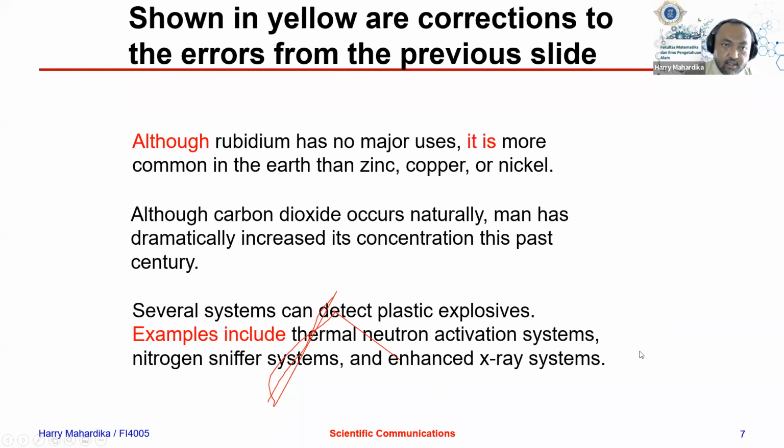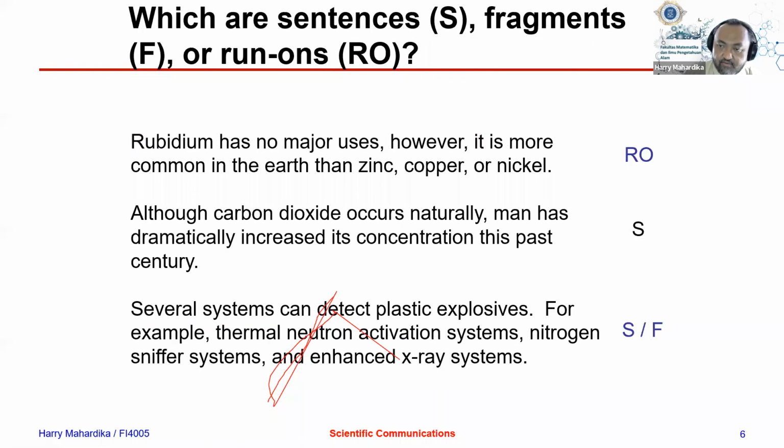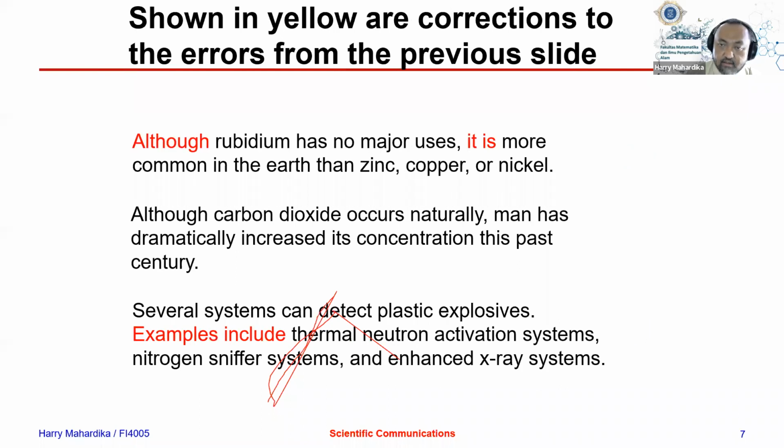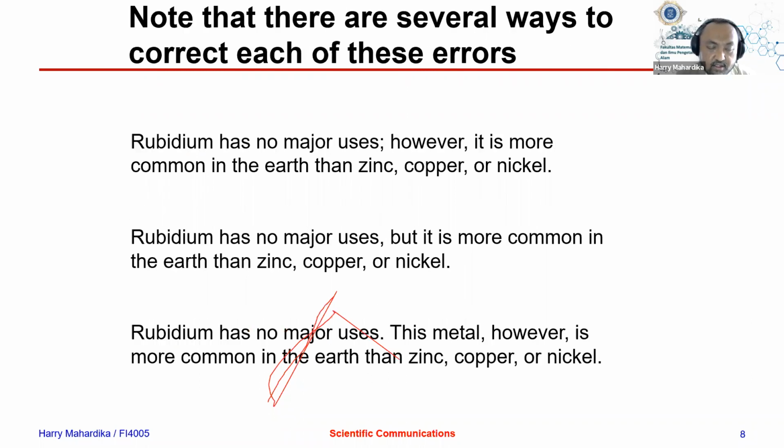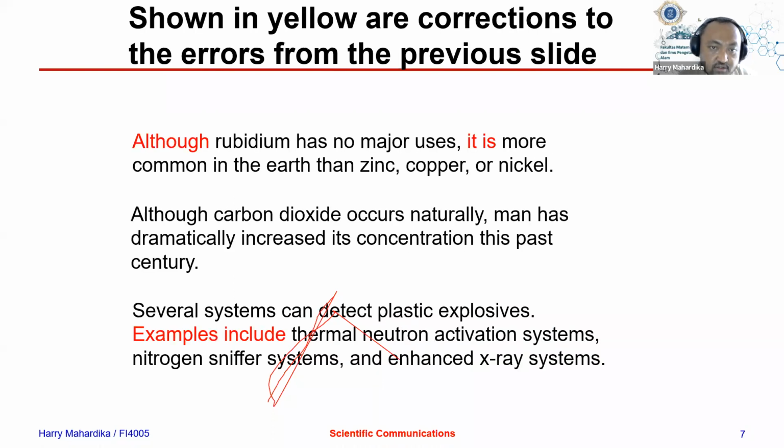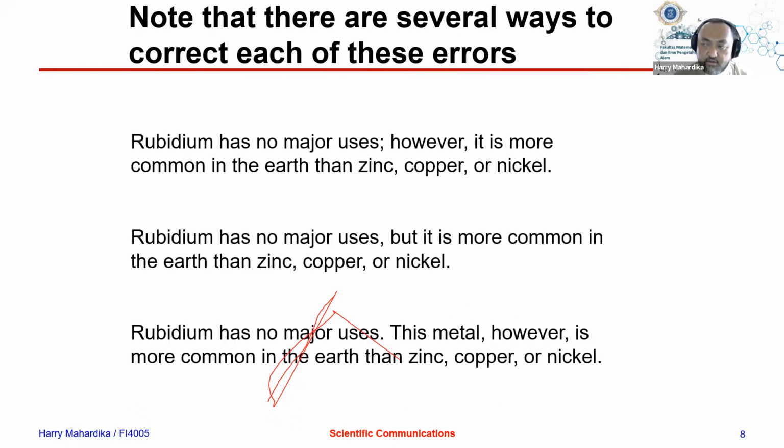In order to revise run-ons and fragments, you just need to add one or two words to the previous draft, in the previous slide. So like this one, "Rubidium has no major uses," and so on. Now it is written as, "Although rubidium has no major uses, it is more common in the earth," and so on. So it becomes a good sentence.